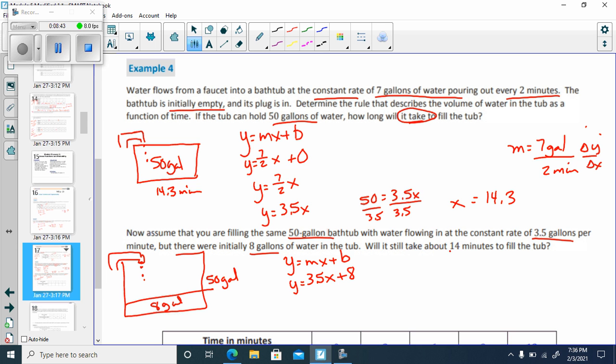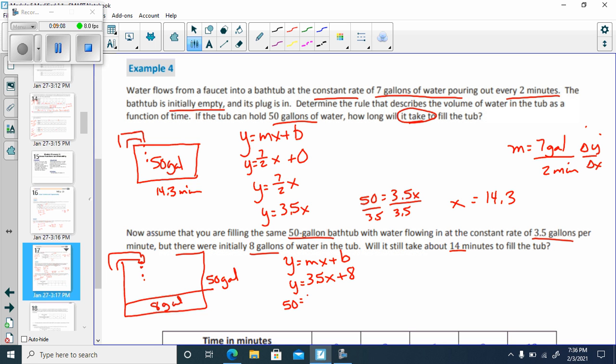Will it still take about 14 minutes to fill the tub? Well, obviously it shouldn't because it's already got 8 gallons in there. But let's see how much it would take. If I'm trying to get this full, 50 gallons, remember y is our number of gallons. We've already done our rate. y was number of gallons. See, gallons was on top.